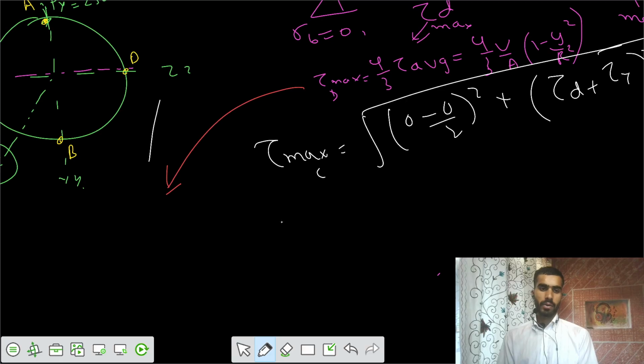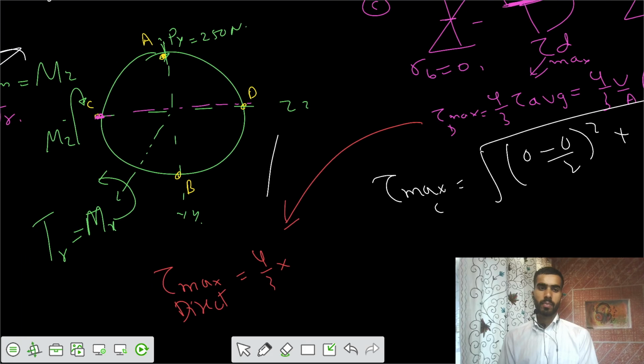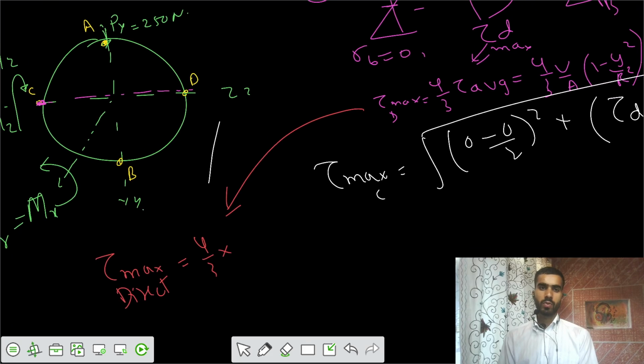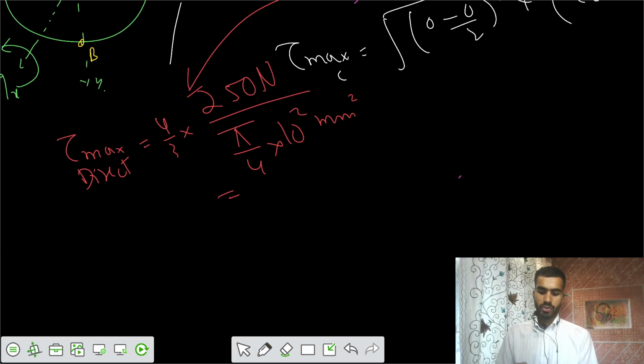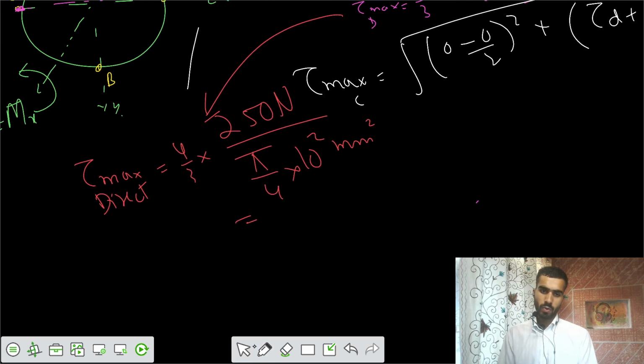And one more thing is the direct shear stress. Tau max because of direct shear stress equals 4 by 3 tau average. The value of tau would be V by A, and shear force equals 250 Newton by area, pi by 4 into 10 squared millimeter squared. So you got the direct shear stress equals 4.24 megapascal.